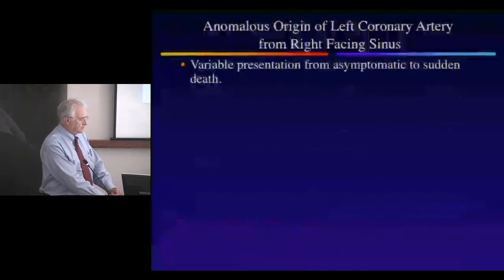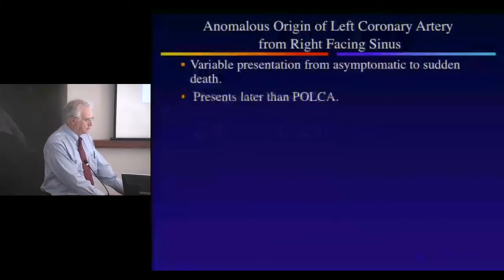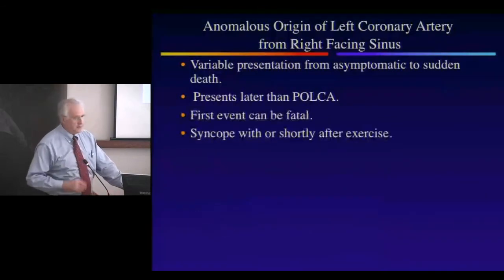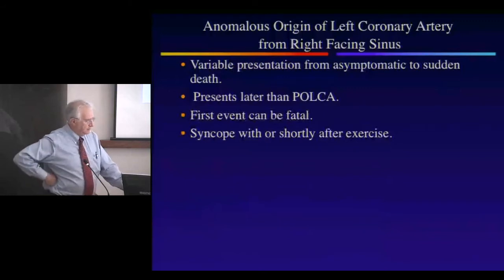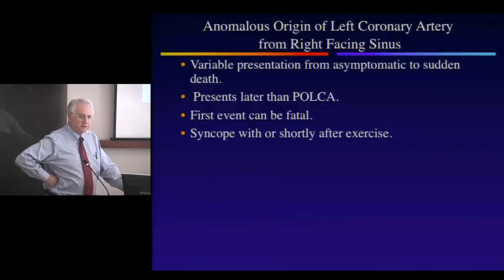Now, this is an origin of the left coronary from the right-facing sinus. This is a condition with a high incidence of sudden death. In fact, the first symptomatic episode may be sudden death in these patients. And the one important thing that perhaps we've contributed to in some minor step is that we have found this occurs in family members. Anomalous coronary arteries occur in family members.